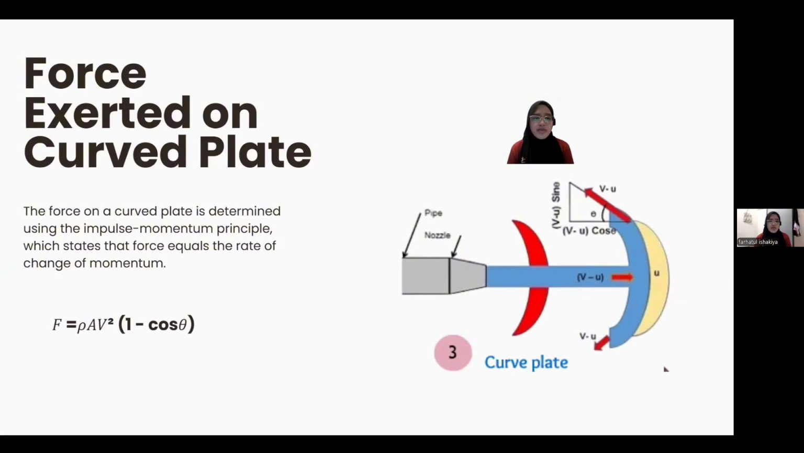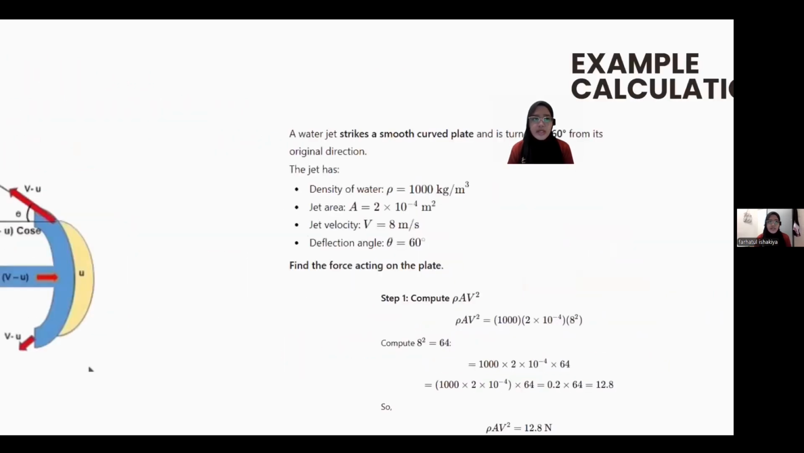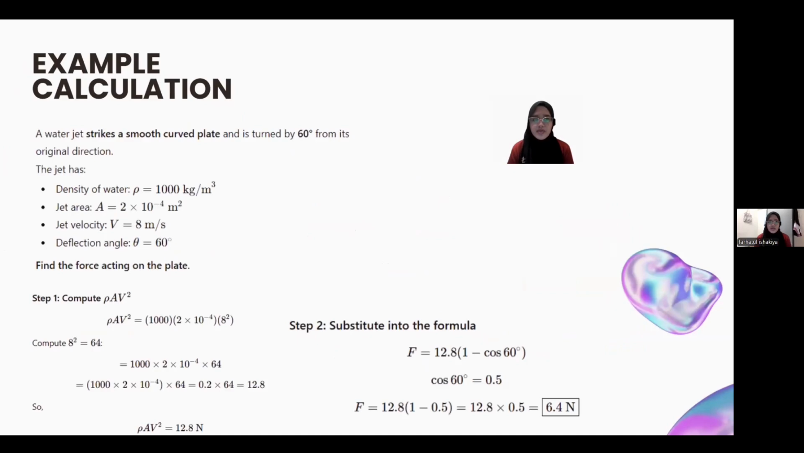The force on a curved plate is determined using the impulse momentum principle, which states that force equals the rate of change of momentum. The equation, as we can see, F equal to rho A V square times 1 minus cos theta. For this subtopic, let's see the example calculation.